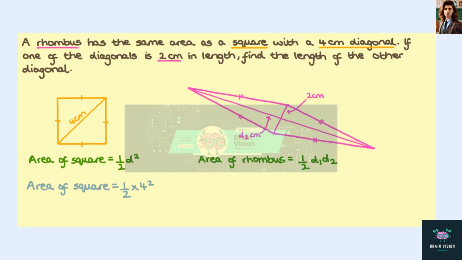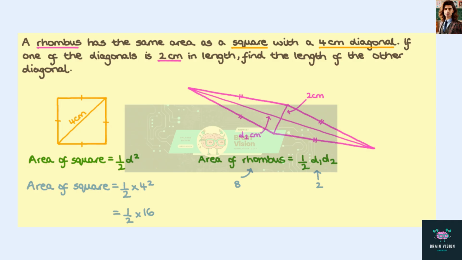We know the diagonal of this square is 4 centimetres, so we can substitute this value to give that the area of the square is equal to a half multiplied by 4 squared. That's a half multiplied by 16, which is 8, and the units for this area are square centimetres. We now know that the area of the rhombus is also 8 square centimetres.